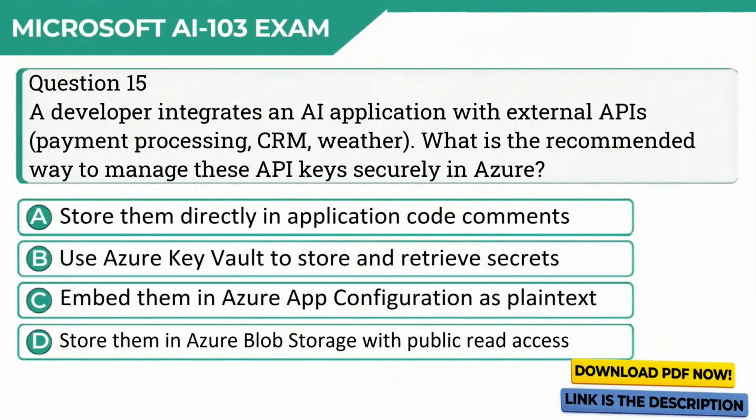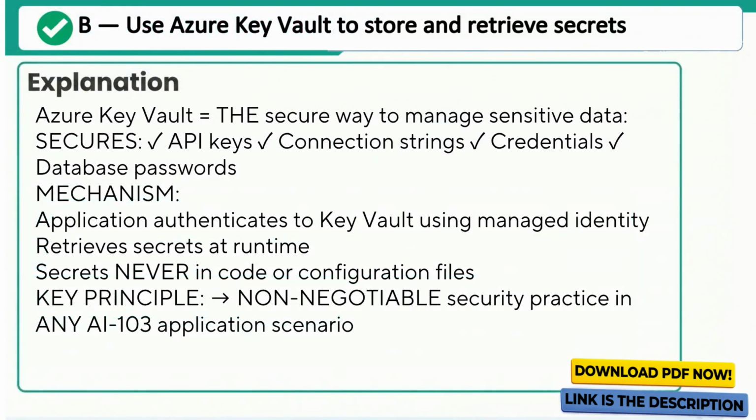Question 15. A developer integrates an AI application with external APIs: payment processing, CRM, weather. What is the recommended way to manage these API keys securely in Azure? A. Store them directly in application code comments. B. Use Azure Key Vault to store and retrieve secrets. C. Embed them in Azure App Configuration as plaintext. D. Store them in Azure Blob Storage with public read access. Correct answer B. Use Azure Key Vault to store and retrieve secrets. Explanation: Azure Key Vault is the secure way to manage sensitive data.